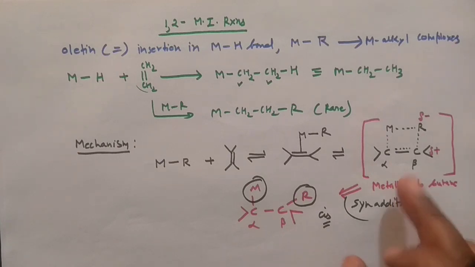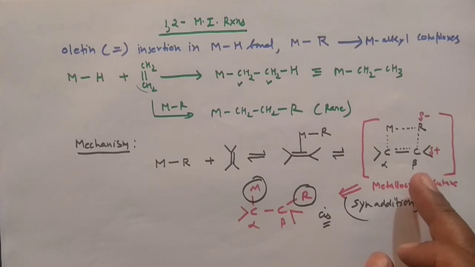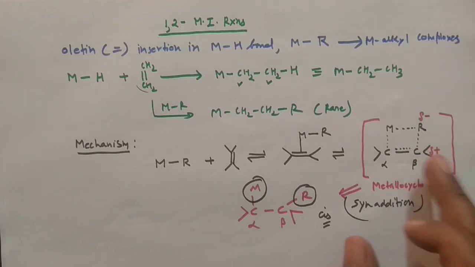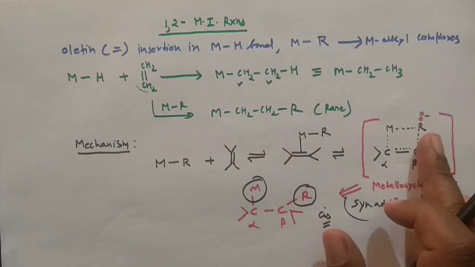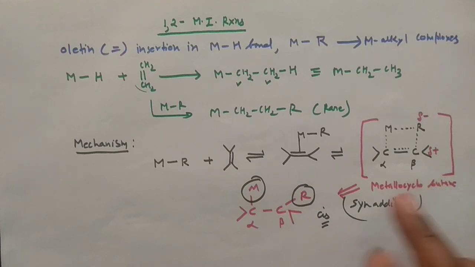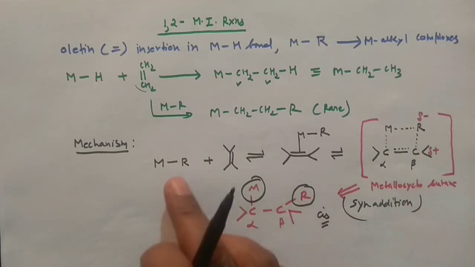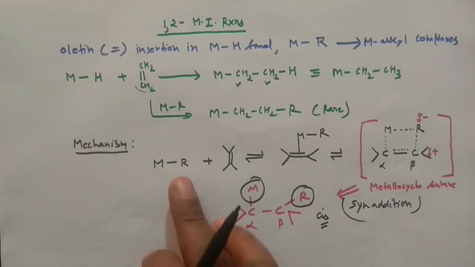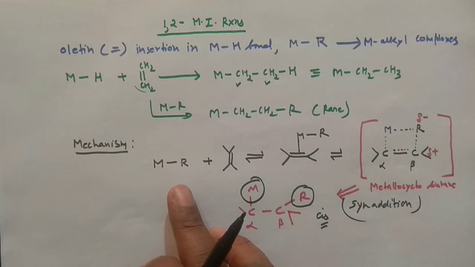What you are observing here is a cyclic transition state. Positive charge develops on the beta carbon, and the R group migrates to the alpha carbon as a carbanion. If hydrogen was there, it would migrate as a hydride ion. This is something very important. However, the migration of H is very facile compared to R. That's why I told you this reaction is very facile when you take hydrogen, but the rate is slow when you take R instead of H. So it's a cis addition.